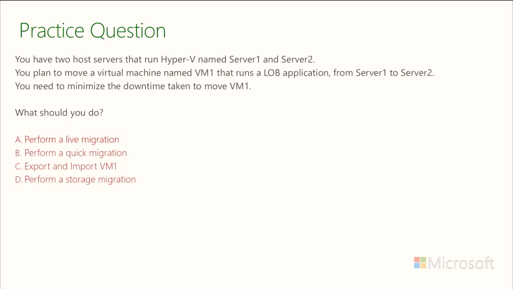What should you do? And so that's what we were just talking about, minimizing downtime or no downtime, yes downtime, what are the requirements? So perform a live migration, a quick migration, export and import VM1, or perform a storage migration. And again, this one also shouldn't be a big surprise. The answer here is to perform a live migration, as that will definitely minimize downtime by not actually having any downtime. Exactly. So that's good to hear.